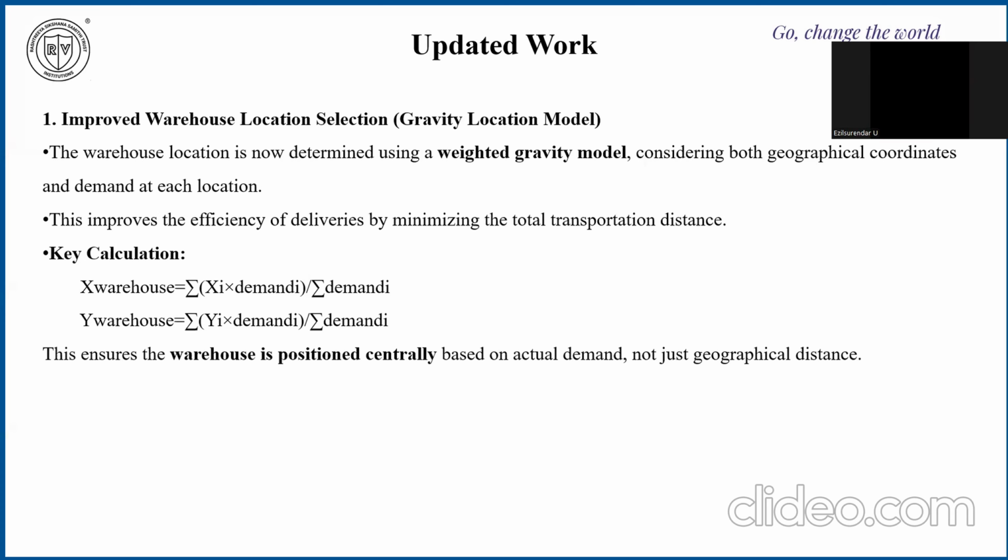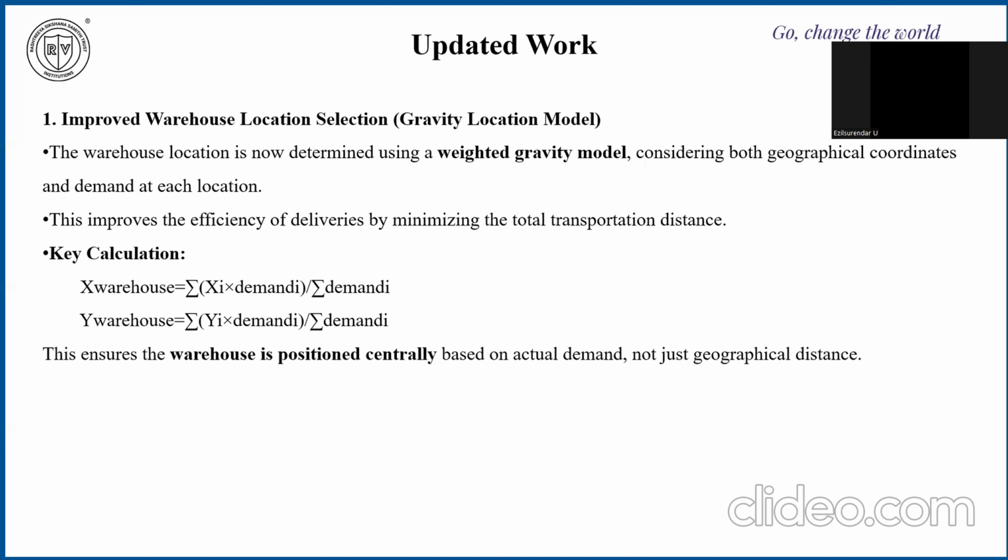First, in the initial model, we used a simple centroid calculation to determine the warehouse location. However, in this updated model, we introduced a weighted gravity model that considers both geographical coordinates and the demand at each location. This ensures that the warehouse is positioned not just based on the distance, but also on the actual demand patterns, leading to more efficient deliveries. The calculation used for this is to find the x coordinate and y coordinate of the warehouse.